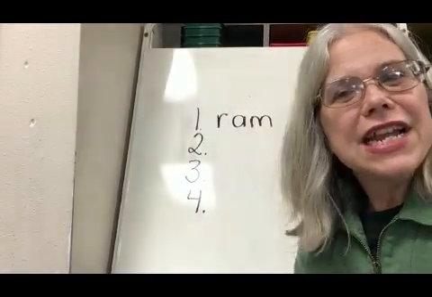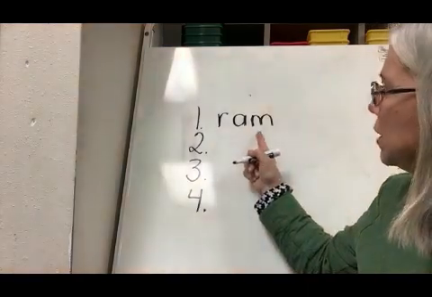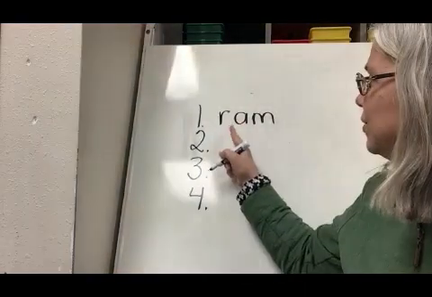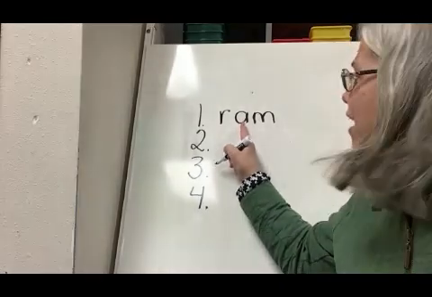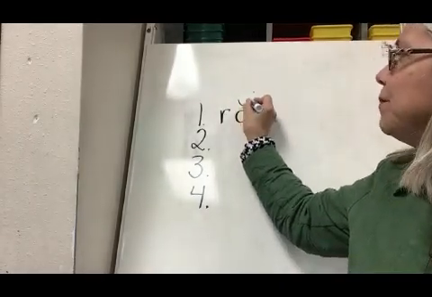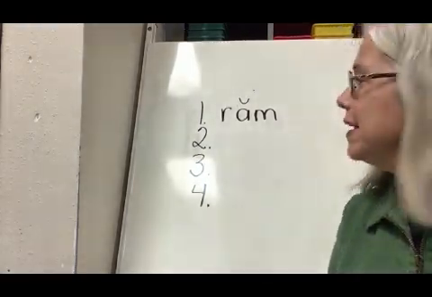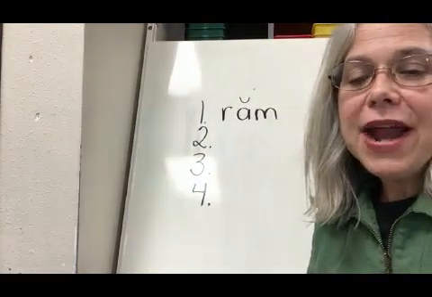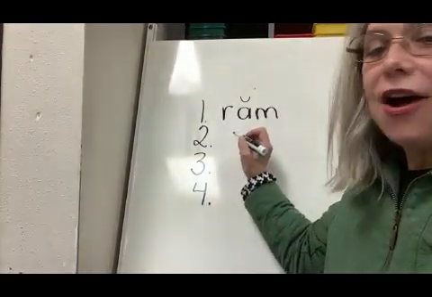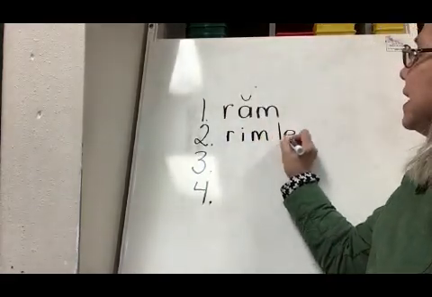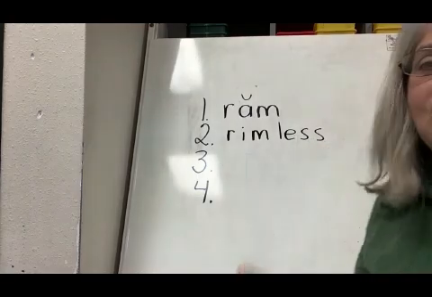So let's look for any consonants that we need to code. We don't have any. Let's look for our vowel. Which letter? Right, the A. A vowel closed syllable, short. Code it with a breve. Can you read that word? Good. It's ram. Let's go to number 2. Write this down. It is R-I-M-L-E-S-S.